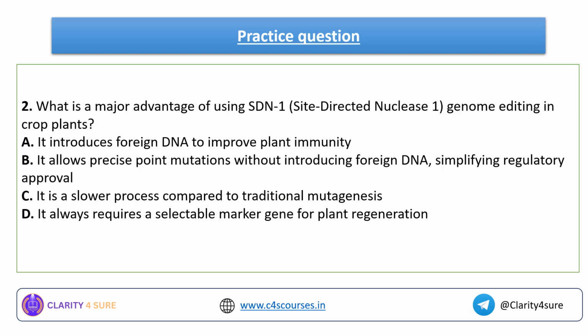Moving to question number 2, what is the major advantage of using SDN-1, site directed nuclease 1 genome editing, in crop plants? Option A, it introduces foreign DNA to improve plant immunity. Option B, it allows precise point mutation without introducing foreign DNA, simplifying regulatory approval. Option C, it is a slower process compared to traditional mutagenesis. And option D, it always requires a selectable marker gene for plant regeneration. So please let me know your answers in the comment section below.